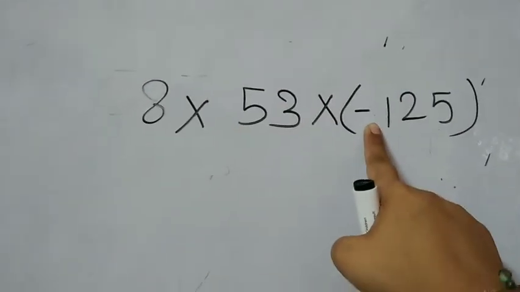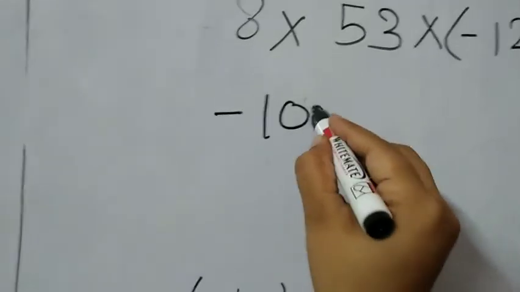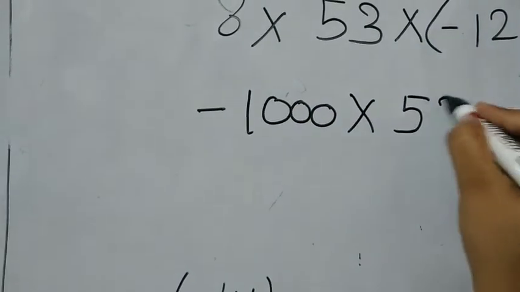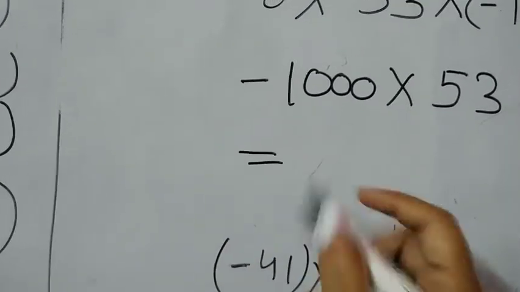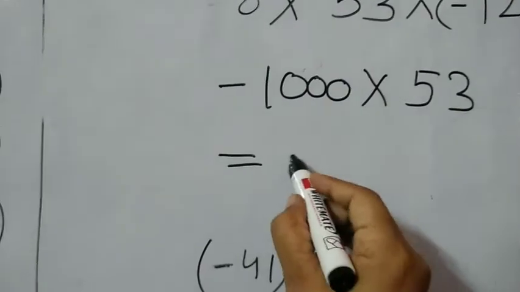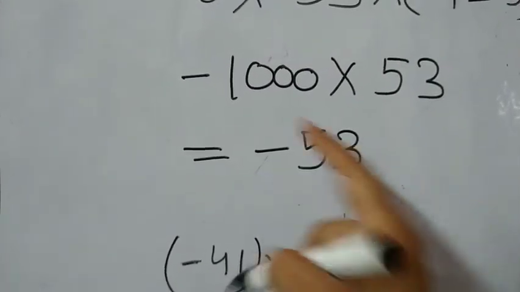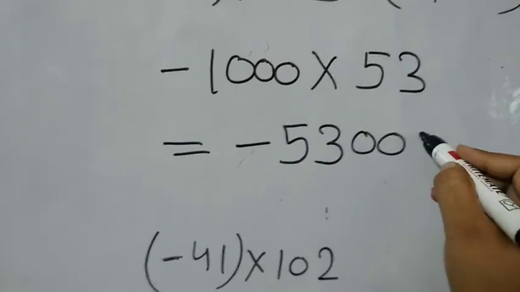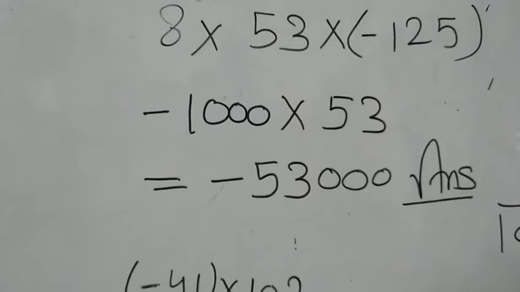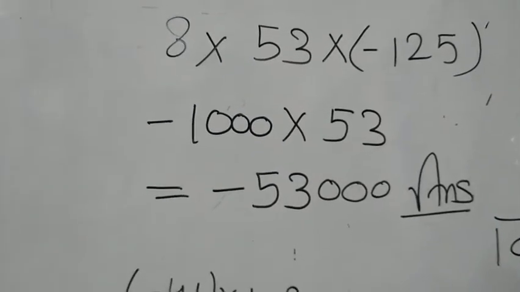This one is negative and this is positive. So 8 into 125 is minus 1000, and this is 53. You can see one number is negative and the second is positive, so the answer will be negative, and it is 53,000. If someone asks which property you have used, we have used the commutative property.